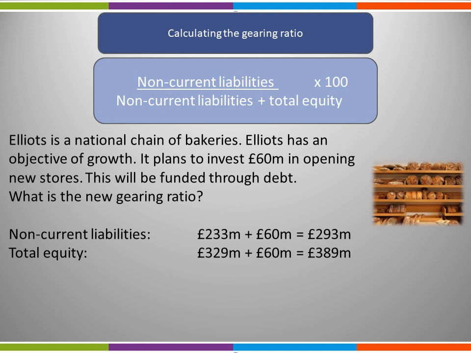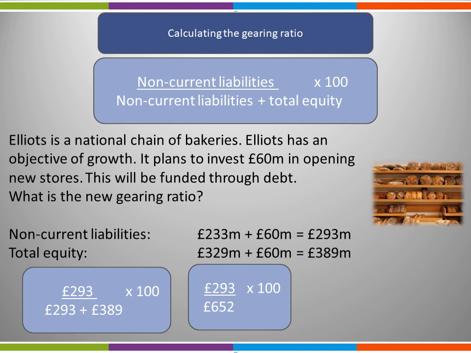Our calculation now is 293 over 293 plus 389 times 100, which gives us £652 million on the bottom of our formula, and we can see that as a result of funding the expansion by debt, the gearing ratio has gone up to 45%.